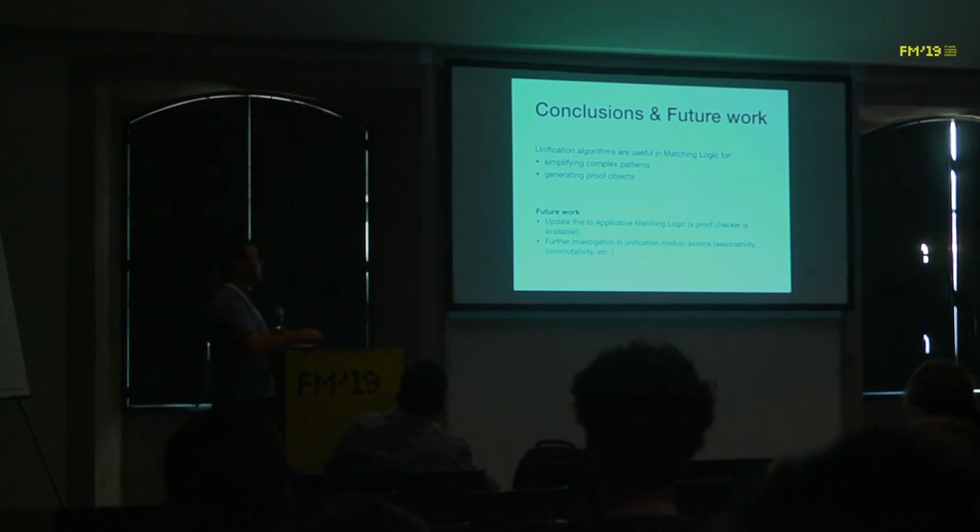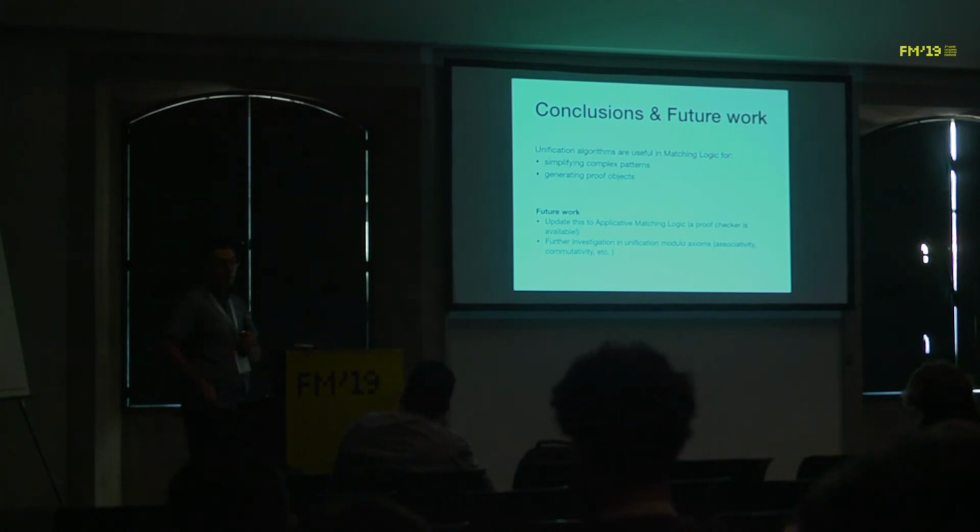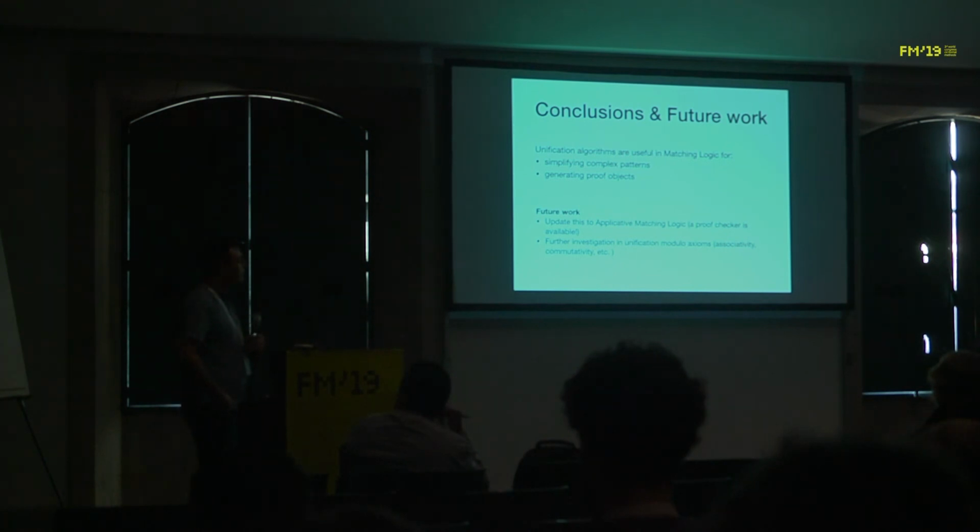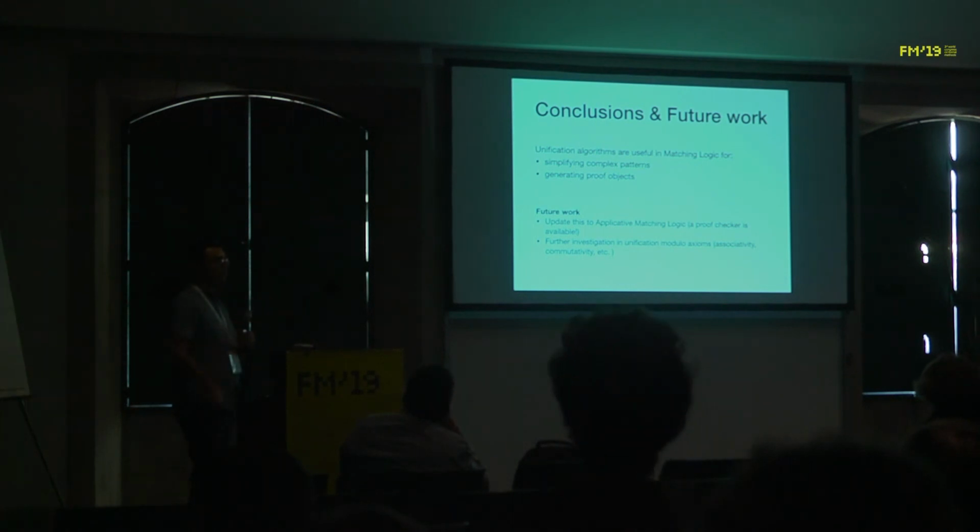Recently, new versions of matching logic have been published, and one of them is applicative matching logic. The nice thing about this is that they have a proof checker whose implementation is in Metamath. One thing to do would be to update this work to that, to actually check our proofs automatically. The other, more interesting thing to do would be a further investigation of unification modulo axioms, and to see how these can be encoded and represented in matching logic.